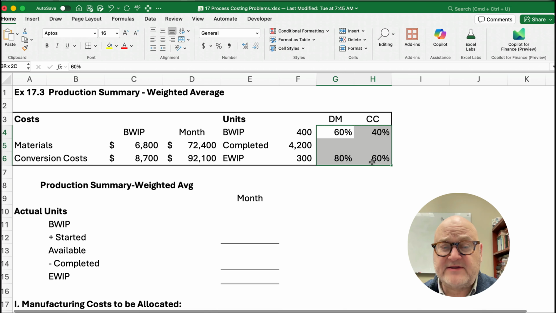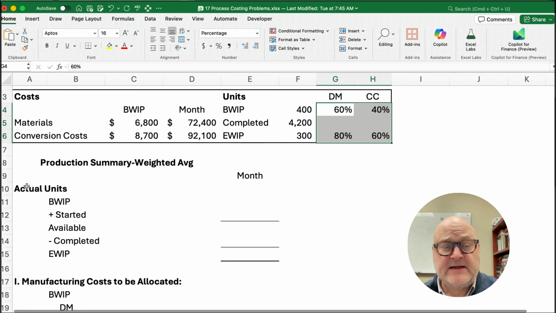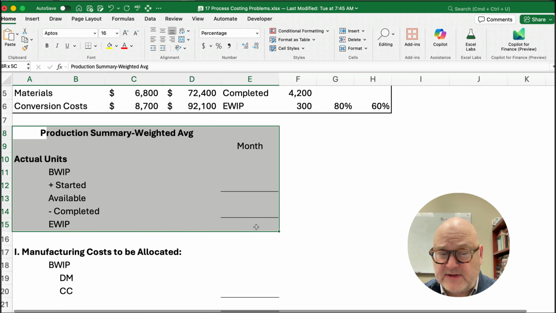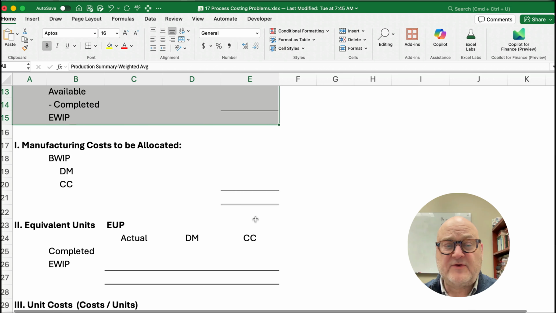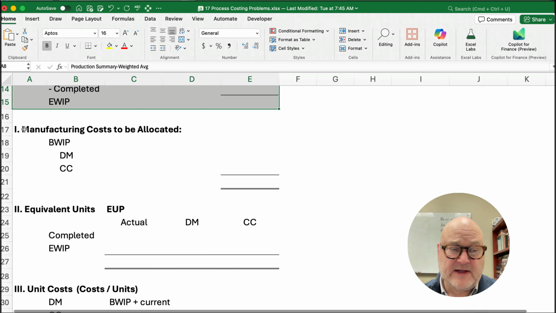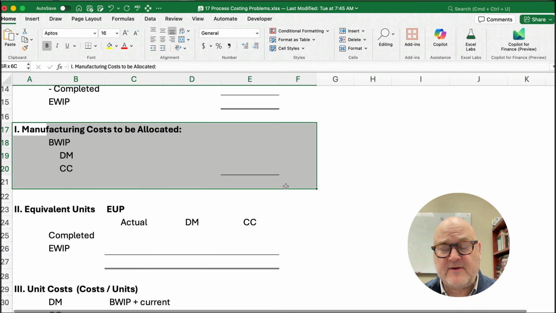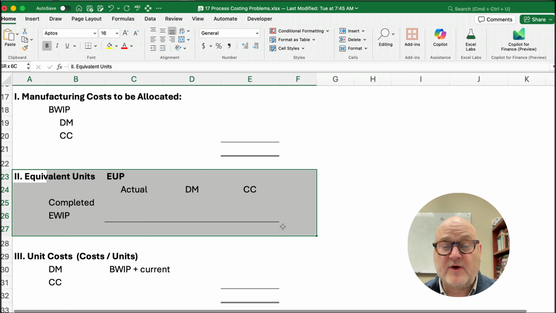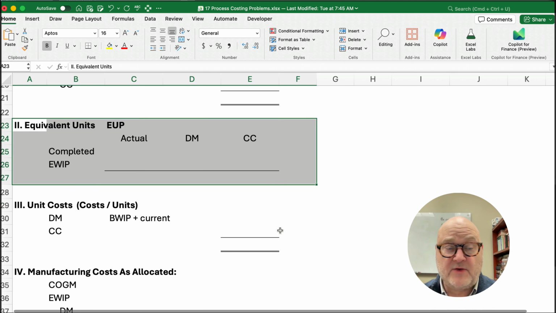And then we have the percentages, they're complete. So let's do a production summary. Now the overall goal of production summary is we're going to take the actual units, but we're going to convert it to equivalent units. So here we do our section 1, the manufacturing cost. We're just going to add it up and call it manufacturing cost to be allocated. And then section 2 is going to be our equivalent units. How much work did we do?